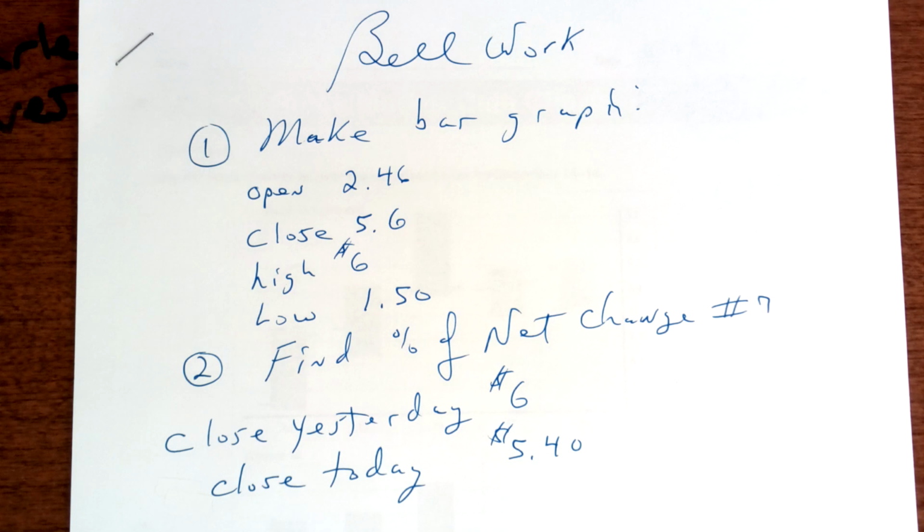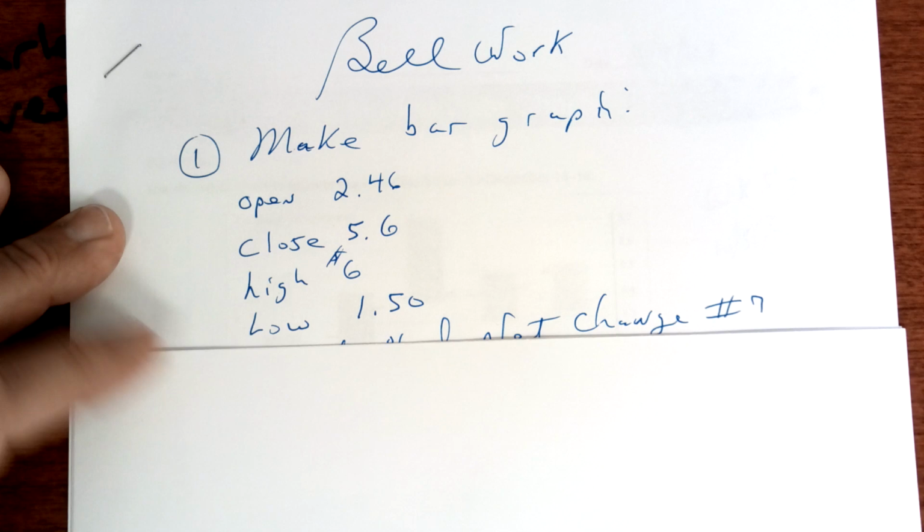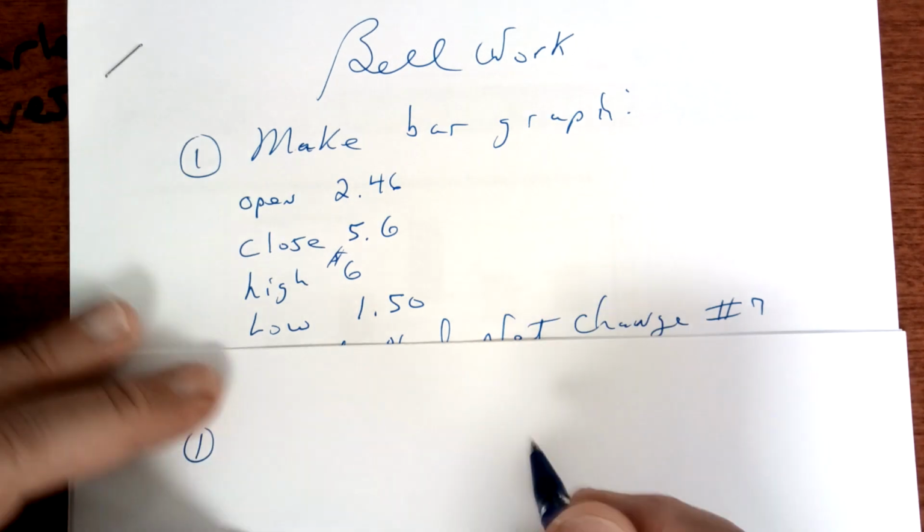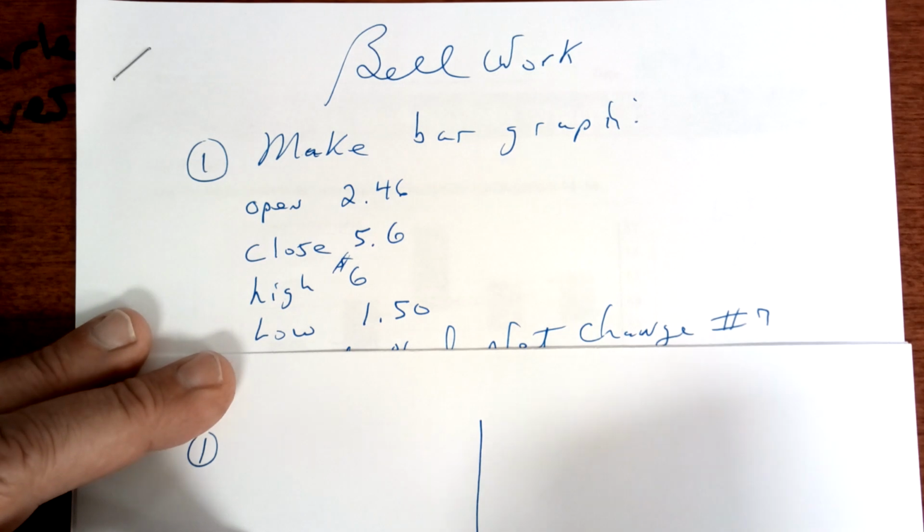Okay, well this one says make a bar graph. To do the bar graph, you've got to look at the low and the high. So for number one, the low is 150. So I would put 150 right here at the bottom, and then it goes all the way up to $6.